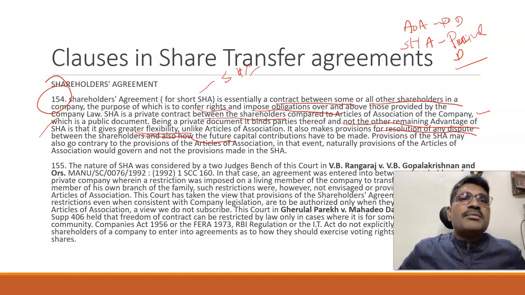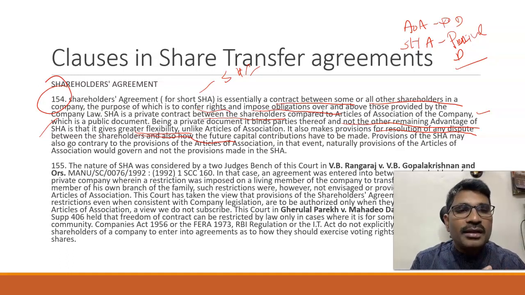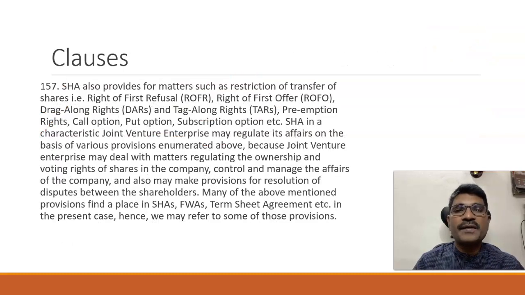Now there is another point which comes. If SHA is a private document and the AOA is silent, what will happen? When there is an express provision in AOA and the private agreement is contrary, then the problem comes. If AOA is not contrary, or if AOA is silent, then what is going to happen? These are very important aspects of clauses in a transfer agreement.